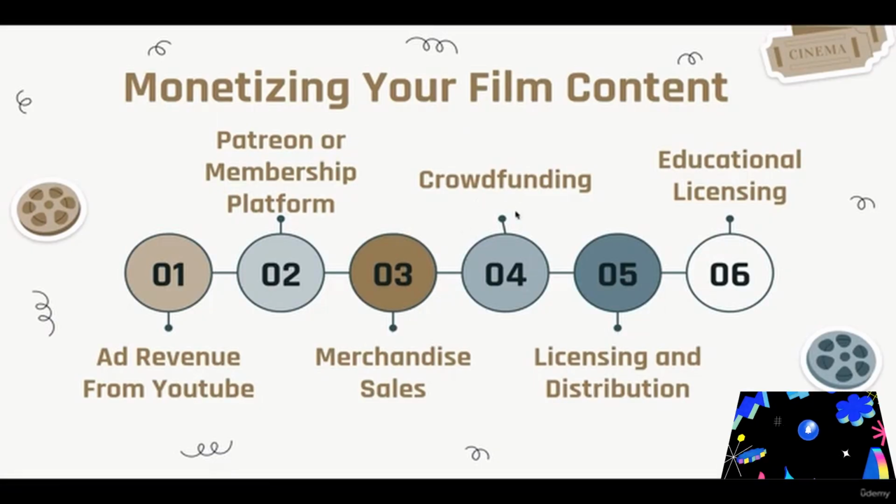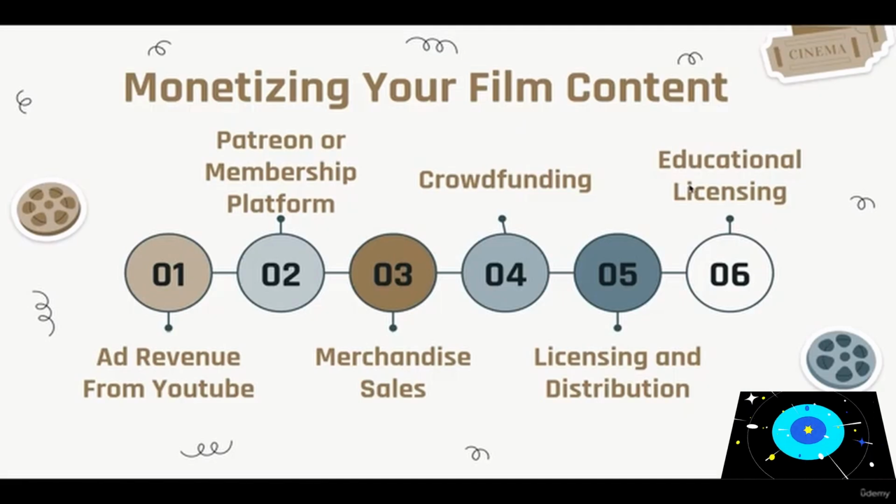Okay, so let's talk about the last one here, the last business model. It is called educational license. So you can consider licensing your AI generated film to educational institutions, training programs, or e-learning platforms for use in courses and seminars related to your niche, right? And this can provide you a steady stream of revenue too, all right? So this one's very similar to the previous one, licensing and distribution. However, this is more specific for educational purposes.